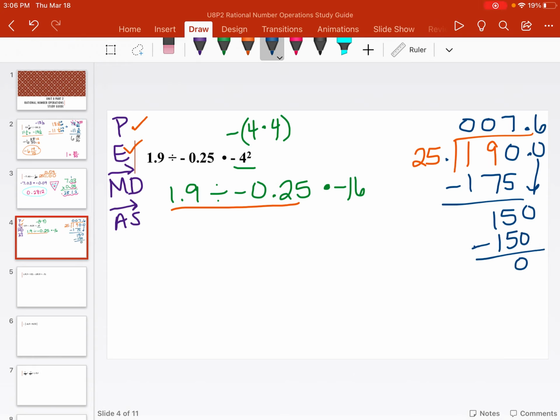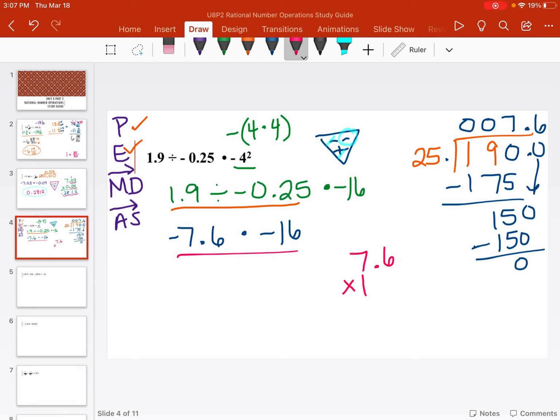So I get for this 7.6, it was a positive divided by a negative. Remember, your sleeping dog. Positive and negative leaves me with a negative. So this is negative 7.6 times negative 16. And now I get to multiply these. 7.6 times 16. Okay, and multiply. 6 times 6 is 36. 6 times 7 is 42, plus 3 is 45.